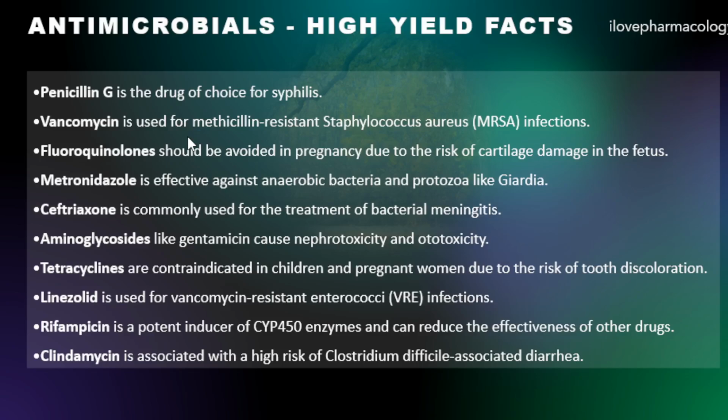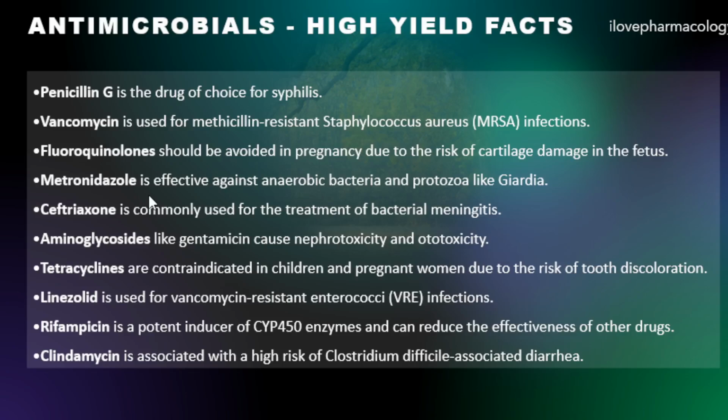Vancomycin is a preferred drug, or drug of choice, for methicillin-resistant Staphylococcus aureus infection. That is, vancomycin is a drug of choice for MRSA infections. Fluoroquinolones should be avoided during pregnancy. What could be the reason? Due to the risk of cartilage damage in the fetus.